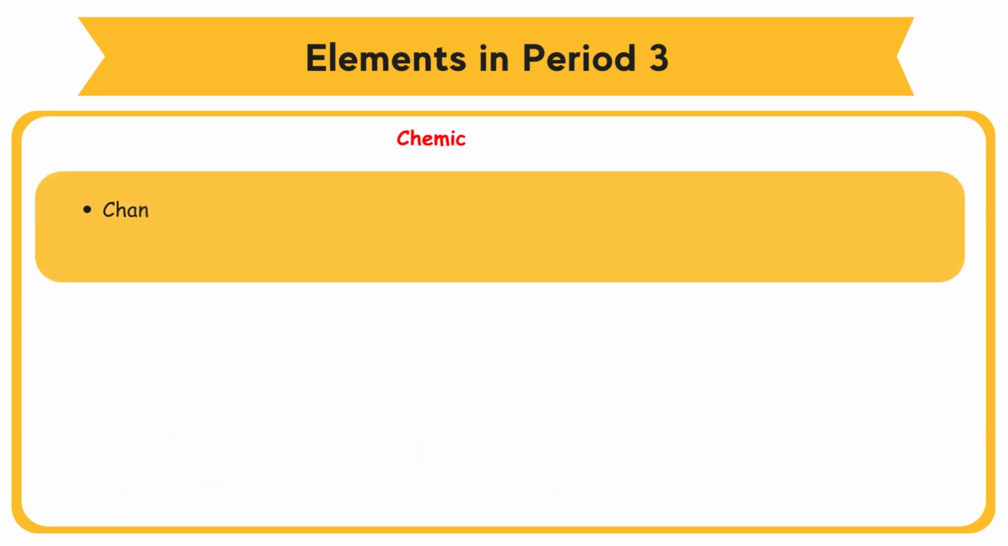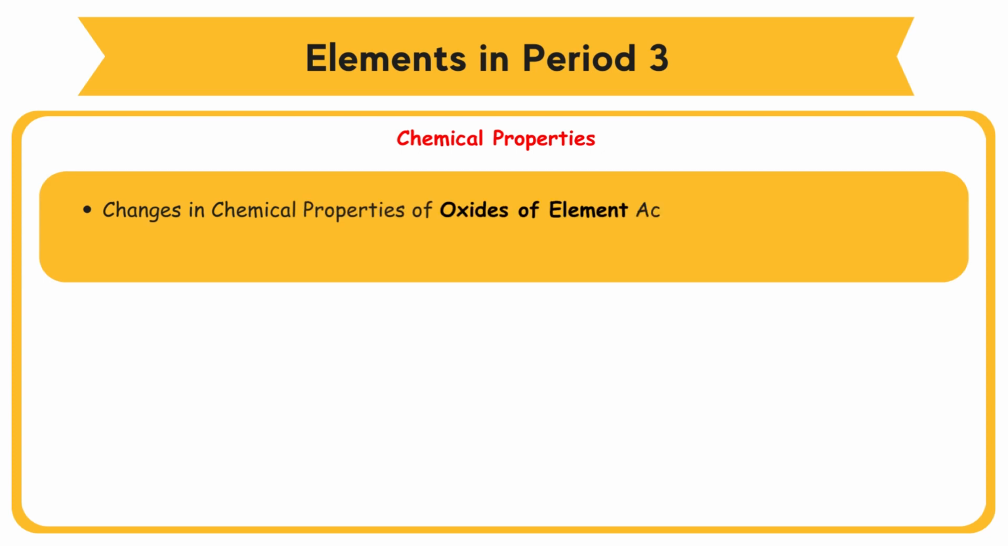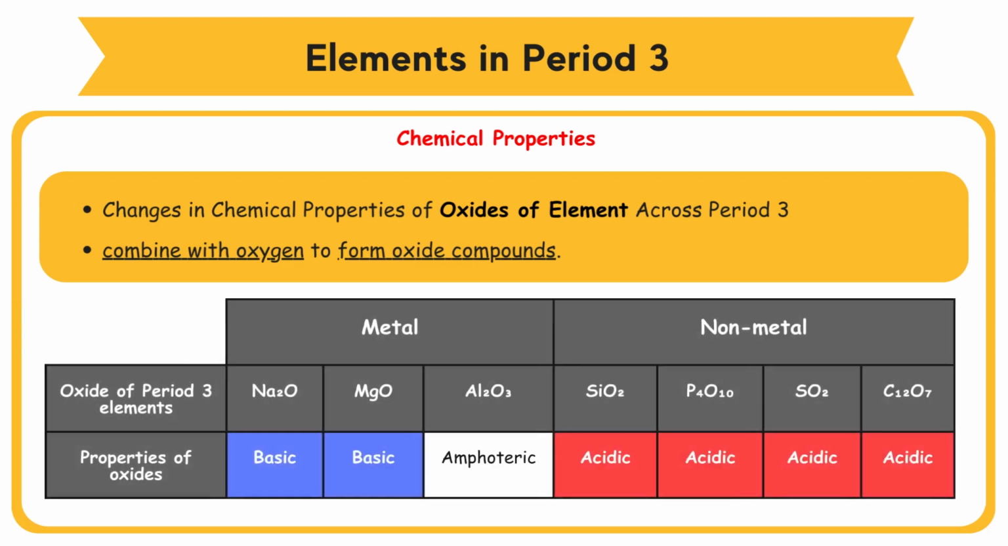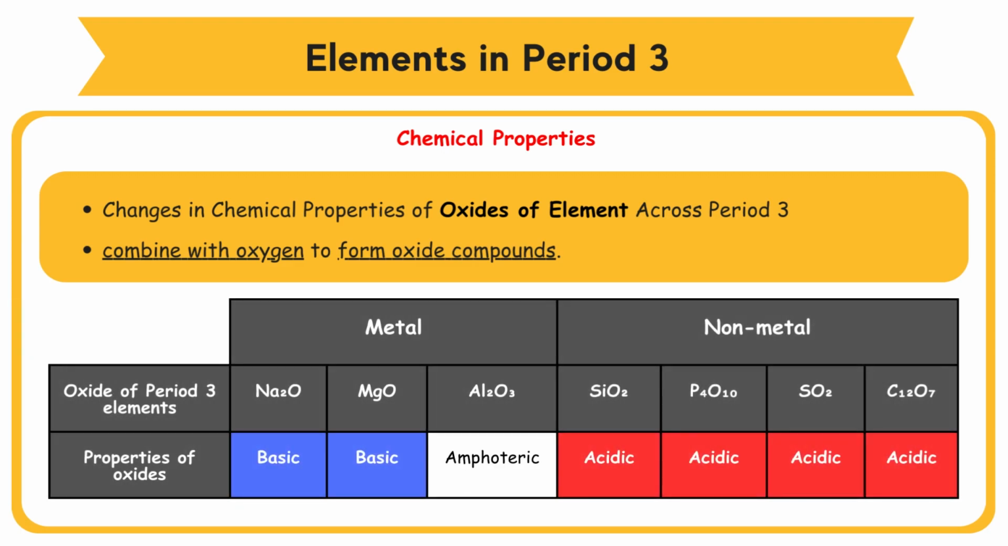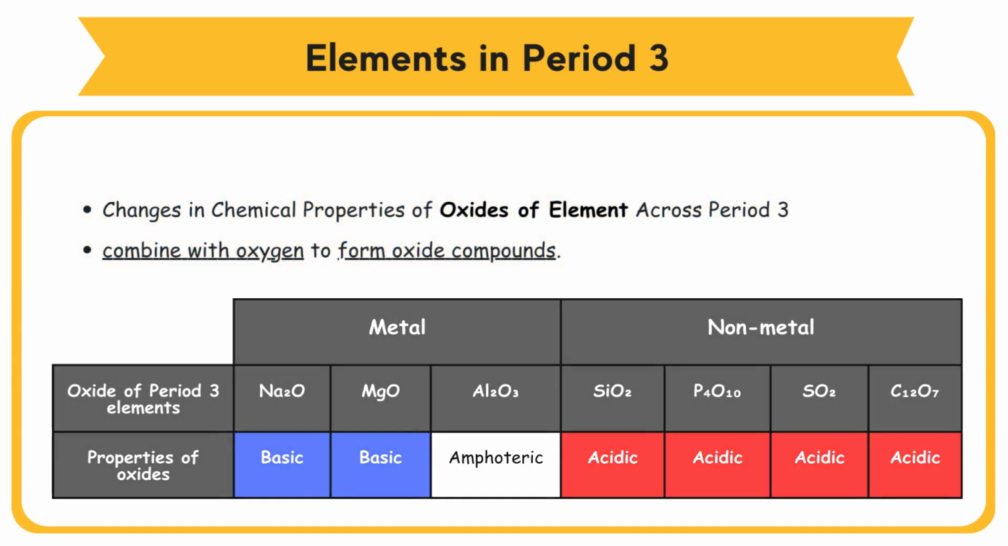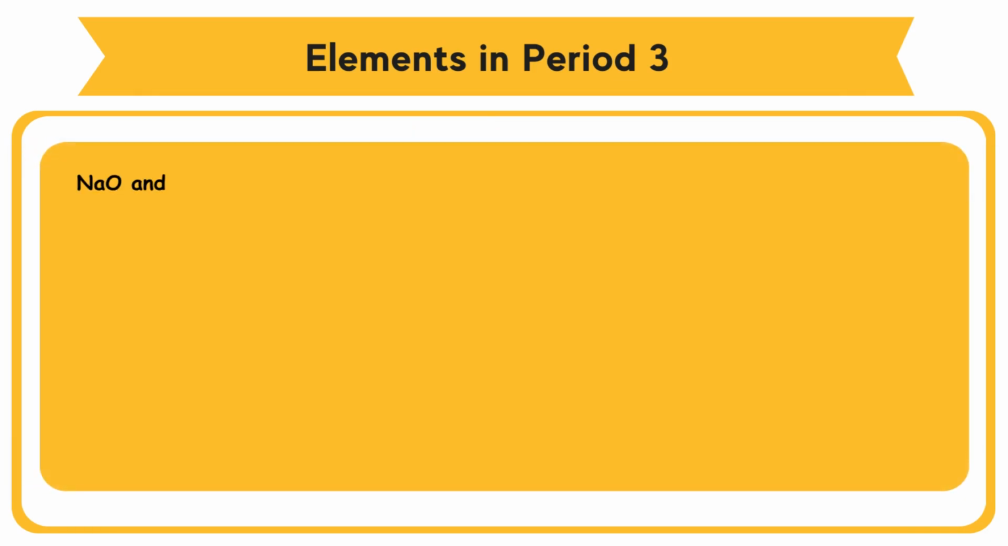Changes in chemical properties of oxides of elements across Period 3. Elements in Period 3 combine with oxygen to form oxide compounds. Moving across Period 3 from left to right, oxides of elements change from basic oxide to amphoteric oxide, then acidic oxide. Na2O and MgO are metal oxides.